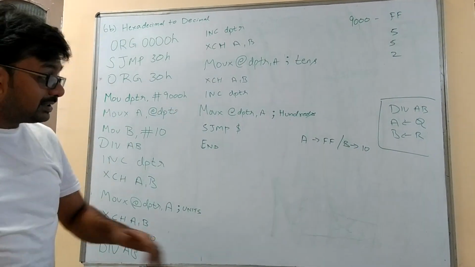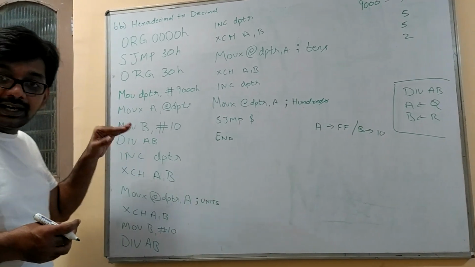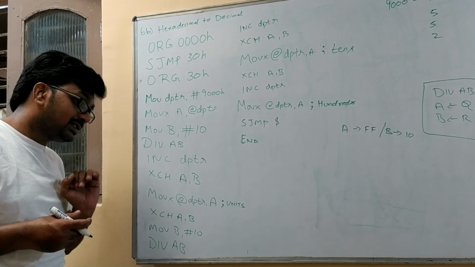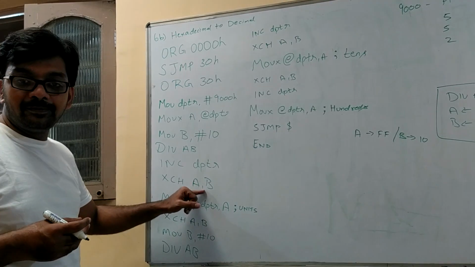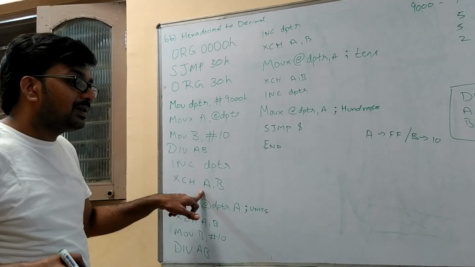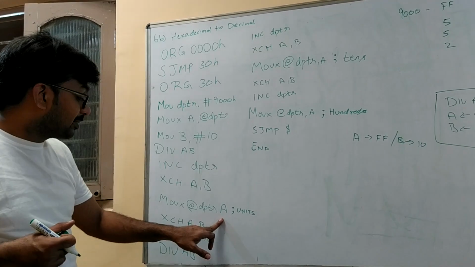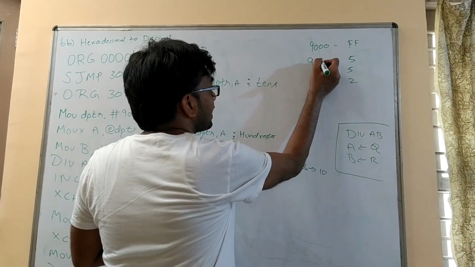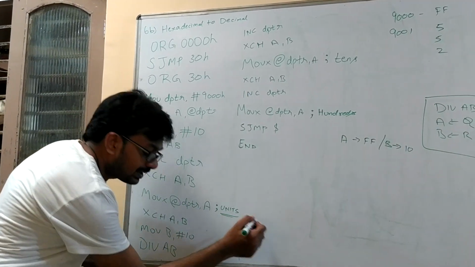Once you perform this operation, accumulator A will have the value 25 and B is going to have 05. So, increment DPTR, exchange A comma B. So, 05 is going to come to accumulator A and 25 is going to get into B, and the content of A is going to be stored in memory location 9001. So, 05 will be stored in memory location 9001. That is what is going to happen here, and that is your units value.